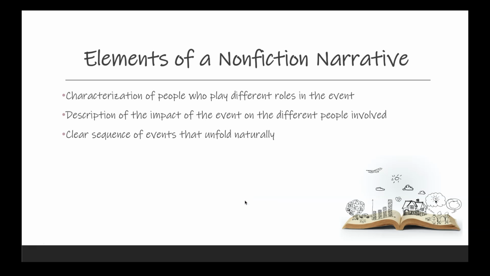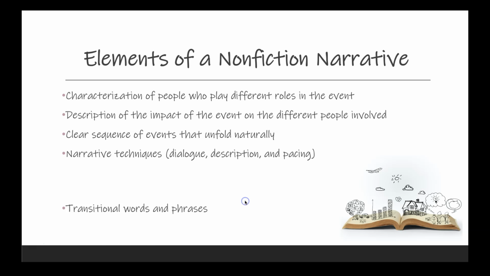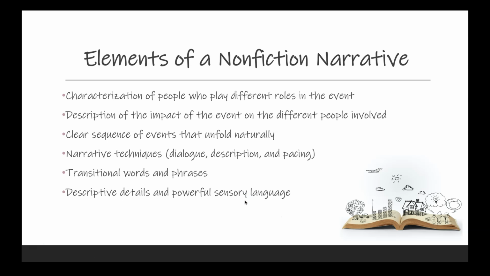A clear sequence of events that unfold naturally, which is something that you guys have been working on since you've been writing narratives. Narrative techniques such as dialogue, description, and pacing. Again, something that you have been working on since you've been writing narratives. Transitional words and phrases, something that you work on anytime that you write. Descriptive details and powerful sensory language, and then a conclusion reflecting on the experiences in the narrative.